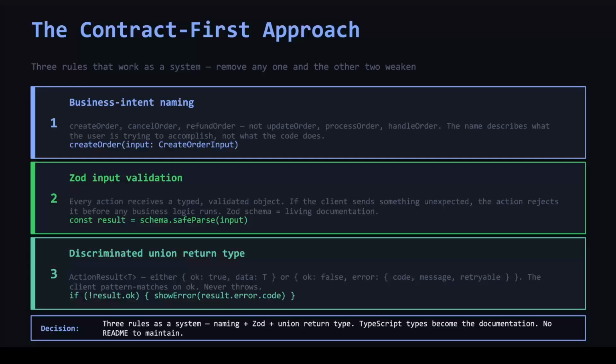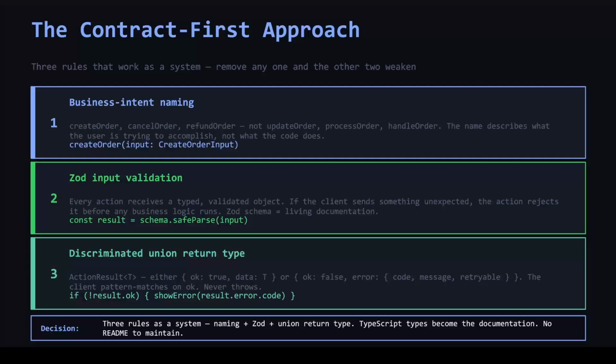Rule number 1, business intent naming. createOrder, cancelOrder, refundOrder, not updateOrder, processOrder, handleOrder. These names describe what the user is trying to accomplish, not what the code does. This matters because a server action name is a stable identifier like a URL. You show it in logs, reference it in audits, search for it in your code base. A vague name is permanently vague.